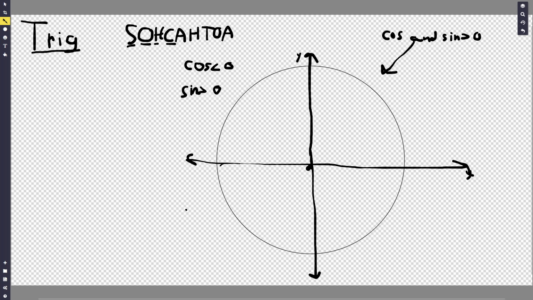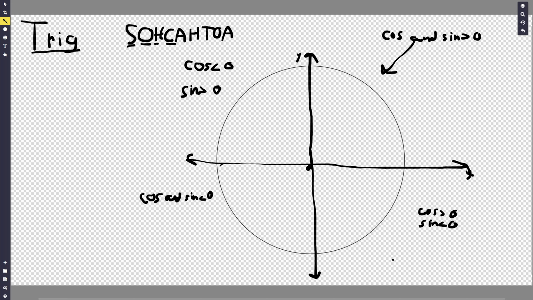So third quadrant, both negative, so cosine and sine are going to be less than 0. And over here, fourth quadrant, cosine is positive, sine is negative. So cosine is greater than 0, and sine is less than 0.